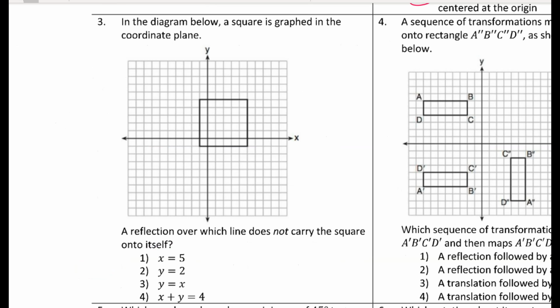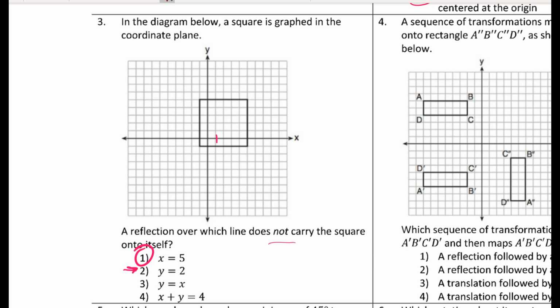Number 3. In the diagram below, a square is graphed in the coordinate plane. A reflection over which line does not carry the square onto itself? Well, let's try a couple of these. For x equals 5, that's if I go right 5 and draw a vertical line there, well, I can already see that if I reflect over this line, this square is going to end up on this side of the line, so it's going to be somewhere over here. So it's not going to land on top of itself. So I already know that's the answer.